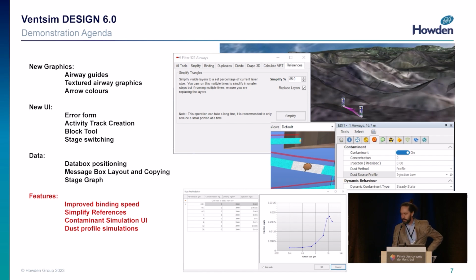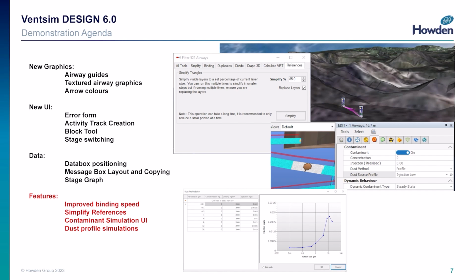We've made some big improvements on the filtering tool. If you're used to working with big models and you've run into problems doing binding, you may have had to wait a long time for it to finish. So we've come up with some big speed improvements there to the binding. You're going to find this runs a lot faster now.